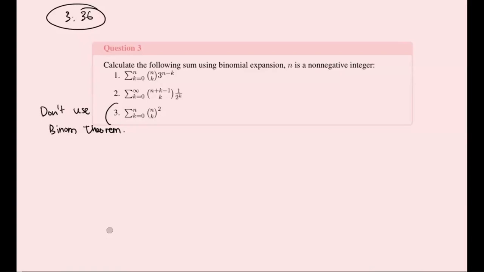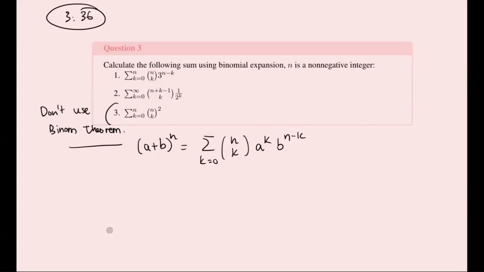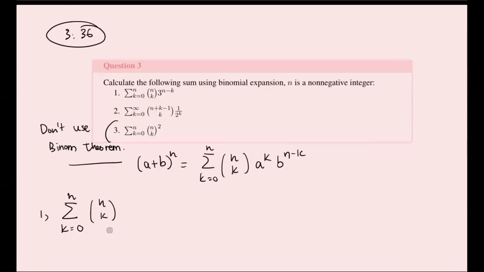Okay, let's look at this one together. For the first one, first I will remind you of the binomial theorem. I will just write here again for convenience. For the first one, I'm looking at summation from k equal to 0 up to n, n choose k, and 3 to the power of n minus k.